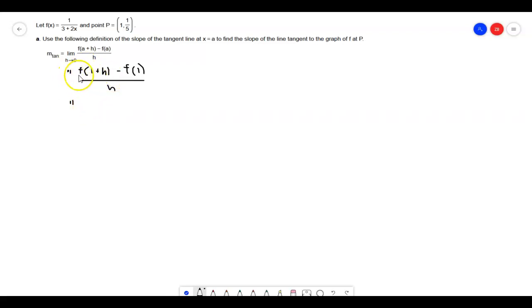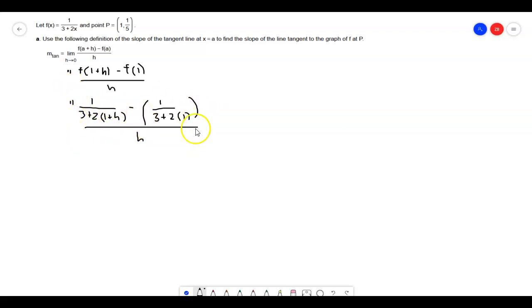Then the limit as h approaches 0, and I am going to plug this in. This says go up to the f equation, write it, and instead of x, we put in 1 plus h. So this is going to be 1 over 3 plus 2 times 1 plus h, minus, and since I'm subtracting there, I'm going to put the second thing in parentheses so I remember to distribute that minus sign. So minus f of 1, which just means the original equation with a 1 instead of an x. That's minus 1 over 3 plus 2 times 1, all over h. So we had the limit as h approaches 0 of this big thing.